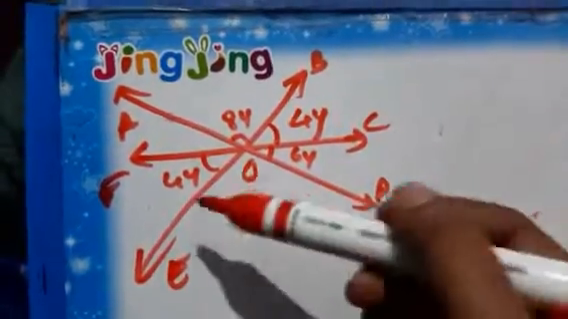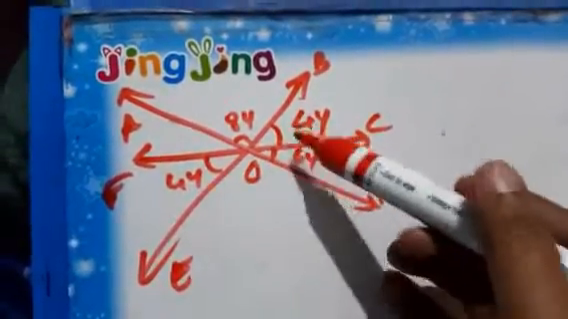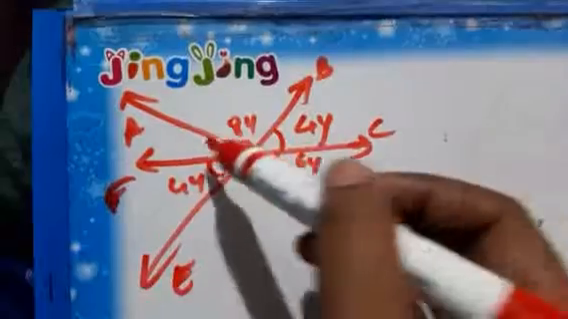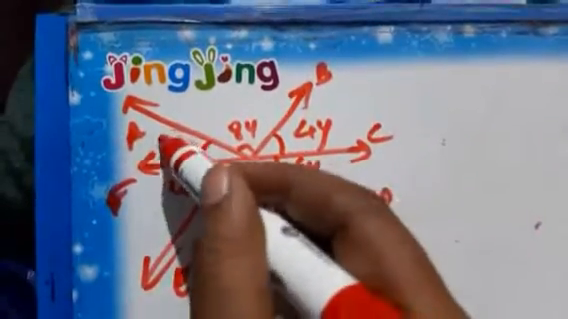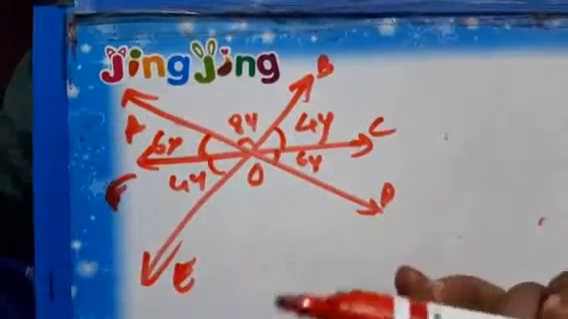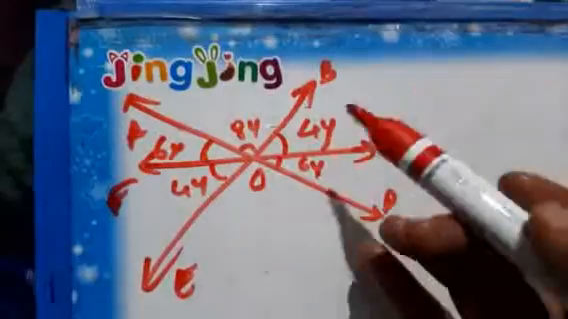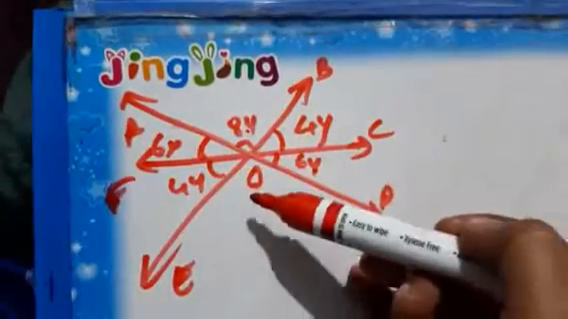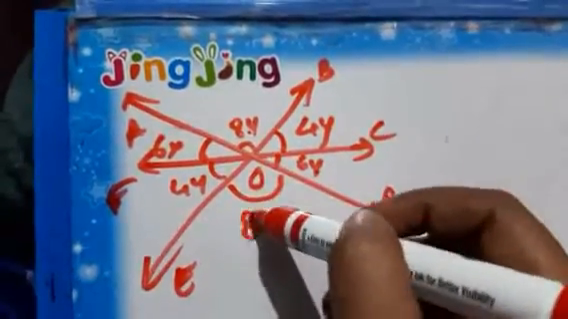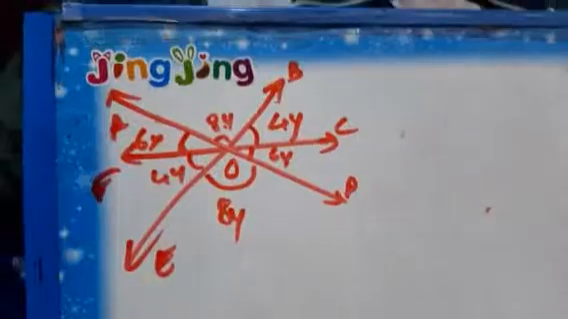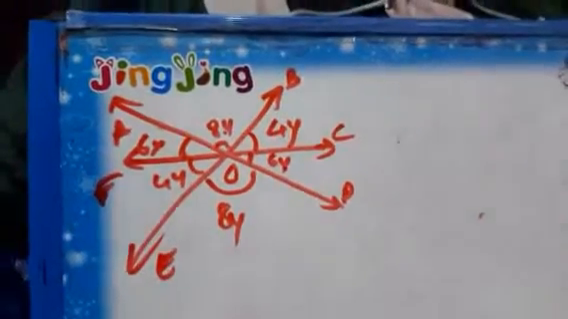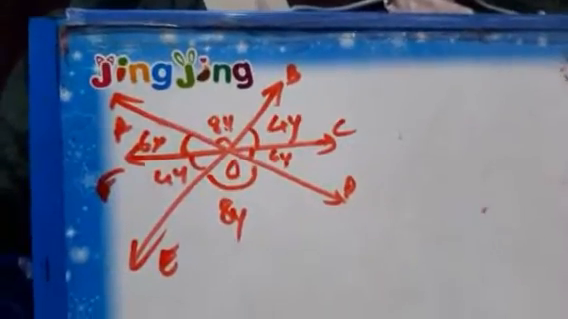Why? Because they are vertically opposite angles. If this is 6y, in front of that this angle will be 6y. Again the reason will be vertically opposite angles. And the angle in front of 8y will again be 8y. The reason for this will again be vertically opposite angles.